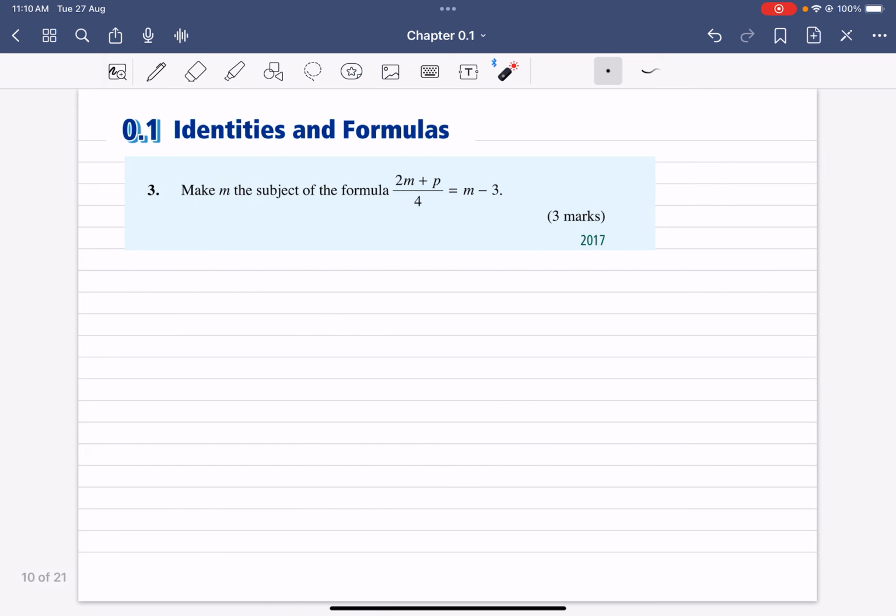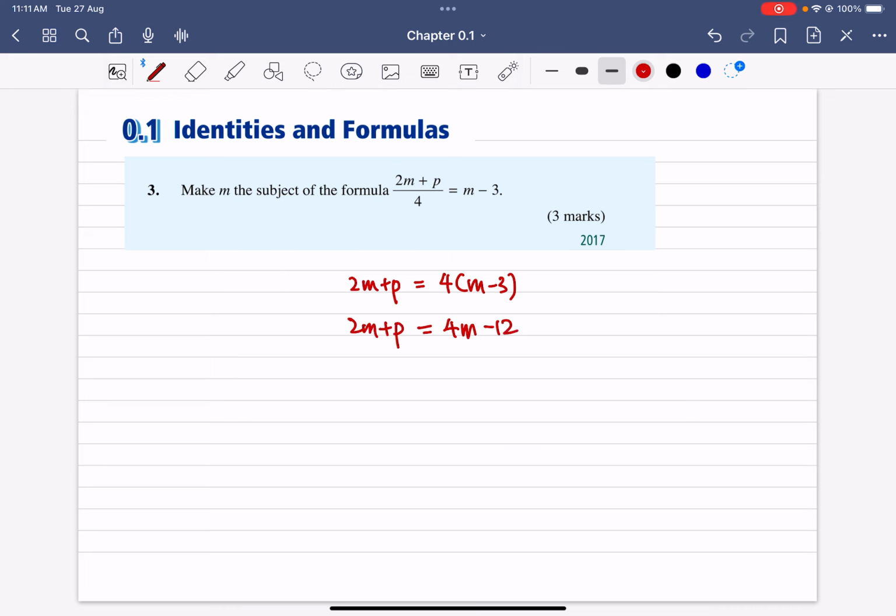So one more example is this. Make m the subject. In this case, you can see m on the left hand side and right hand side, and this is over 4. So that's the first step. What you need to do is multiply by 4 on the right hand side. And the next step is to remove the bracket.